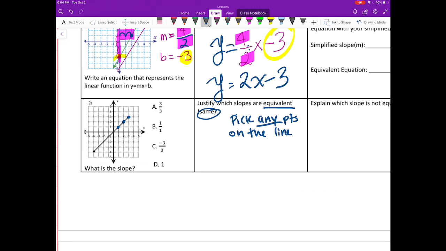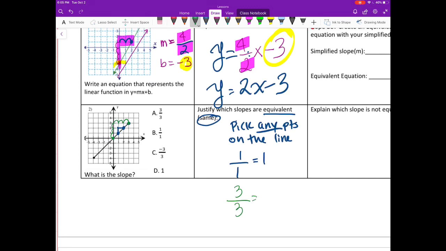So let's go ahead and do the rise. Rise 1, run 1. Hey, what's 1 divided by 1? 1. But Ms. Bush, what if I pick this point to that one? Okay, 1, 2, 3. Didn't I rise 3? How many are you going to run? 1, 2, 3. And guys, what's 3 divided by 3? Hey, that's 1. So that's a good slope. That's a good slope. And that's a good slope.